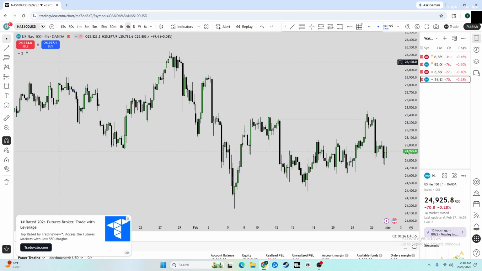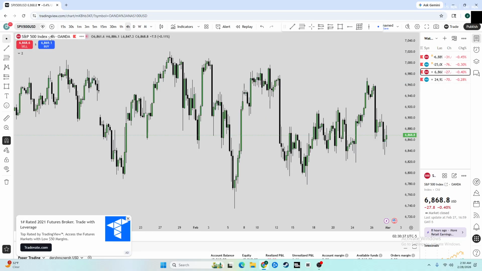So you could not download, but you go here, you add the symbol, you search up US NAS 100 Oanda, and you'll see this is what it is. And the same thing for S&P 500 index Oanda. So let's just jump right into it.